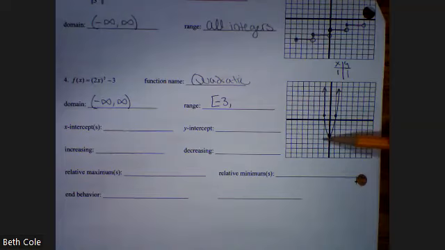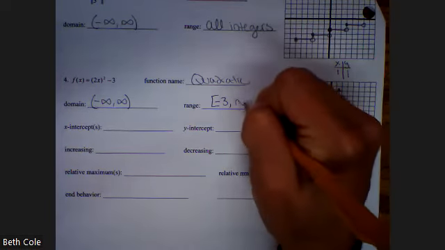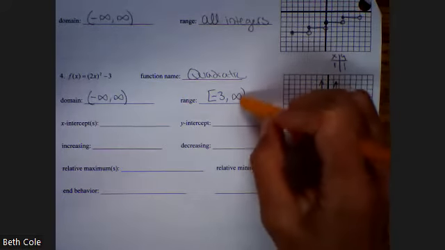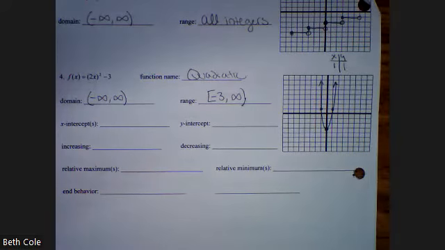So -3 is where we start, bracket that, and then does it go on forever? So infinity. Correct. You can't bracket an infinity or a negative infinity because it's not really like a value, so you can't say we're including that.